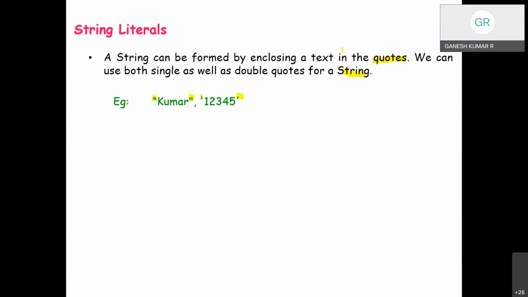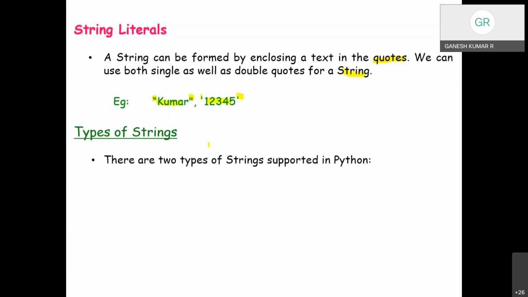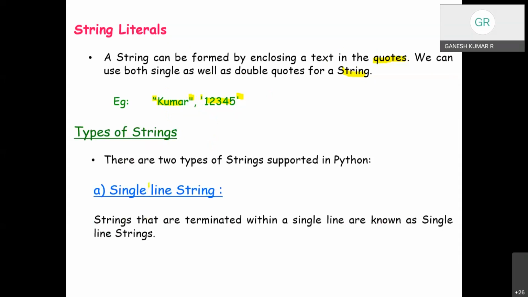Okay, so the text need not be alphabets, it could also be letters. Text enclosed in between a pair of single or double quotes is called a string, right? We have two types of strings supported in Python. The first one is the single line string. As the name indicates, the string is terminated in a single line. They are called single line strings.